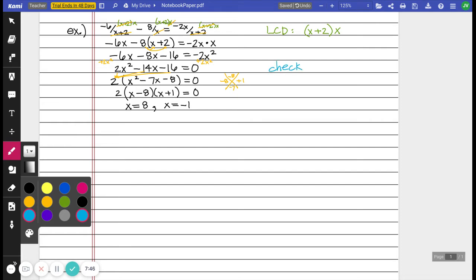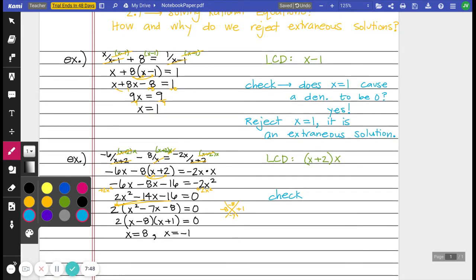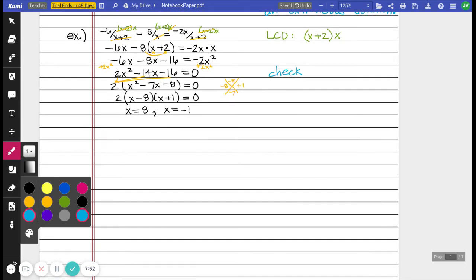Now I check for extraneous solutions. Remember, does either solution cause the denominator to be 0? So check. X equals 8. We're good, fam. Check x equals -1. We're good, fam. If this problem was going to have an extraneous solution, it would either have been -2 or 0. Both of those are fabulous. So this one has no extraneous solutions.